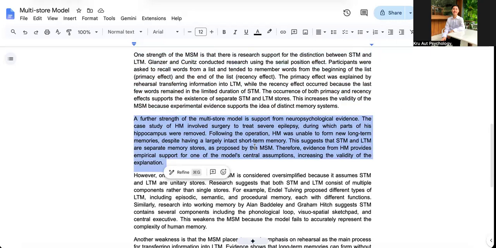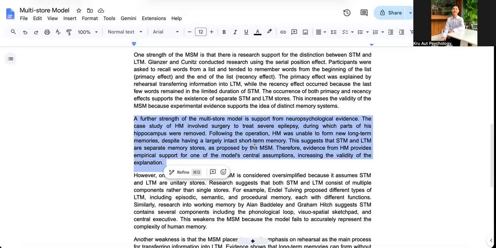It's a different evaluation piece of evidence. So we always need to explain that, even though it's already mentioned earlier in the strength beforehand, right? After that, therefore, it's the link now. Therefore, evidence from HM provides empirical support for one of the model's central assumptions, increasing the validity of the explanation.